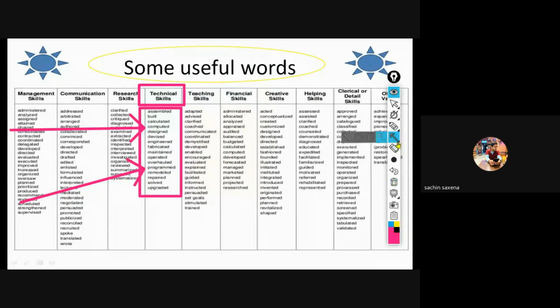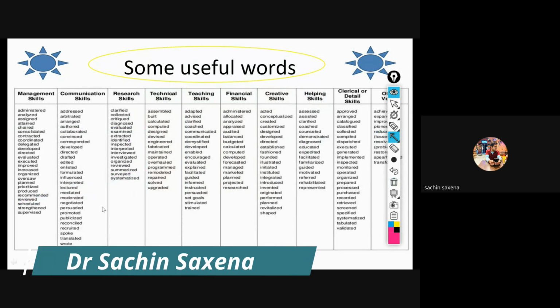In the same way, you can go ahead with the helping skill. For example, you have the helping skill, so you can go ahead and choose any of these two or three. For example, you diagnosed, you educated, you facilitated, rehabilitated, represented, everything is just showing here. So this is just a Bible.